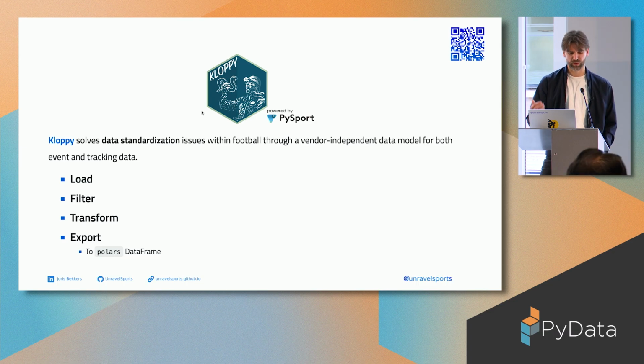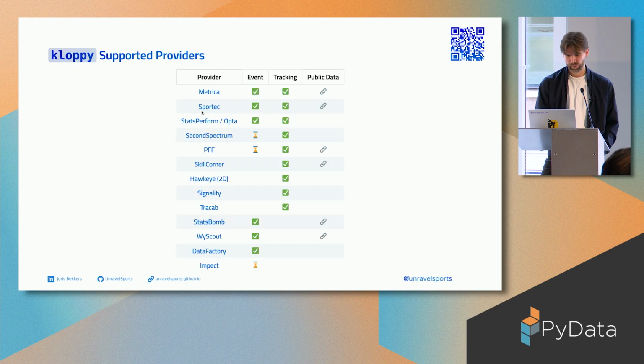So it offers an API for easy loading of data. You can filter data. You can transform it, so you can change the orientation. You can change the pitch coordinates to whatever you like it to be. And then you can export it to pandas data frame or Polars data frame. And these data frames will have the same structure regardless of data provider.